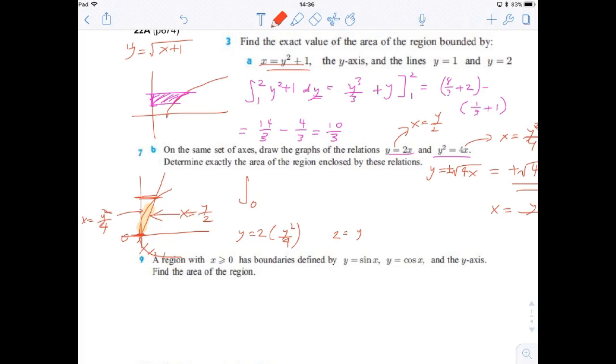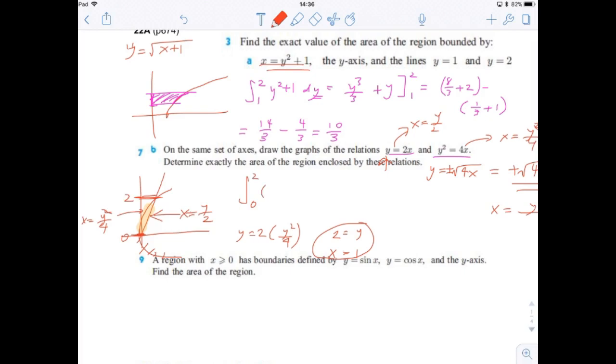What is the x value that corresponds to y equals 2? It would be x equals 1, because if I put y equals 2 there, I'll see that 2 equals 2x, so x equals 1. So the intersection point is x equals 1 and y equals 2. So my limits of integration would be 0 and 2.